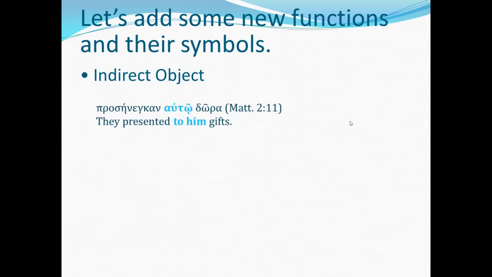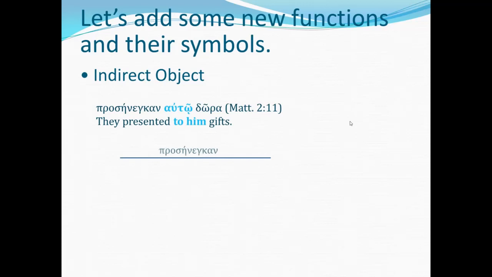So if we build our basic grammatical kernel here, the verb is presented. Who or what presented? There's an understood subject, they. They presented who or what. To him does not answer that question. It's the next word after the verb, but it's not the answer to the who or what question. The answer to the who or what question is the word gifts. They presented gifts. And to him is the dative case, indirect object, and we need to learn how to diagram that.